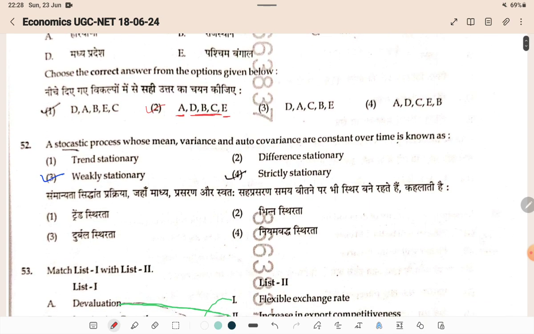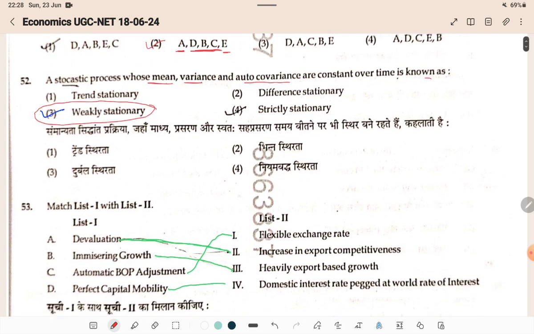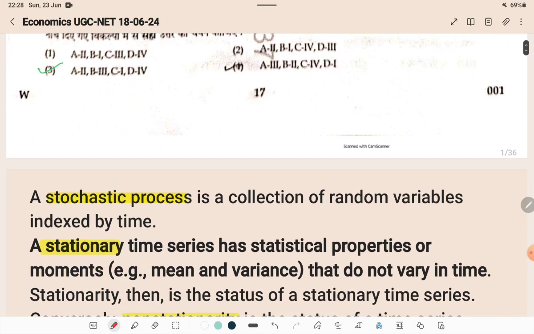And now the next question: a stochastic process whose mean, variance and autocovariance are constant over time is known as weakly stationary. The third option will be the right one here. Here is the explanation for this question.